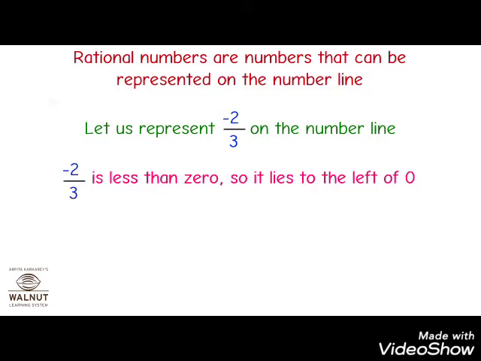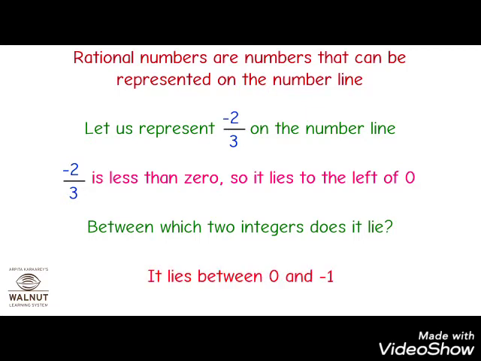Now you can see that -2/3 is less than 0. So it lies to the left of 0. Now we have to find between which two integers it lies. Now the numerator is less than the denominator. So we say that the number lies between 0 and -1.